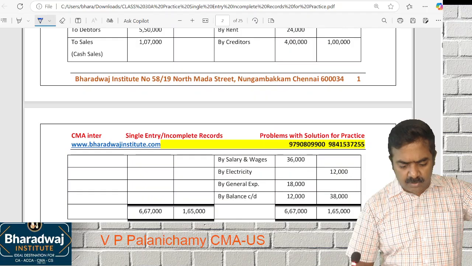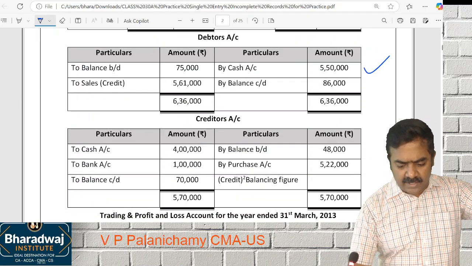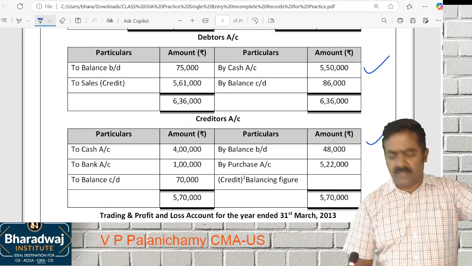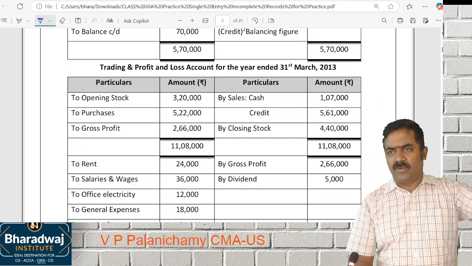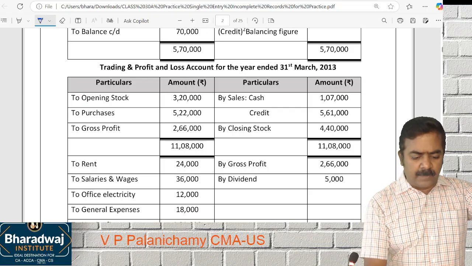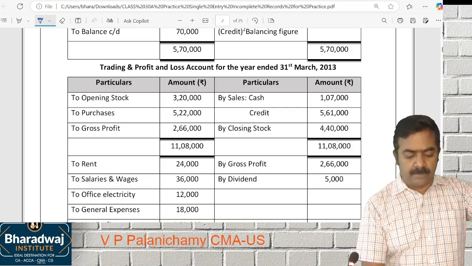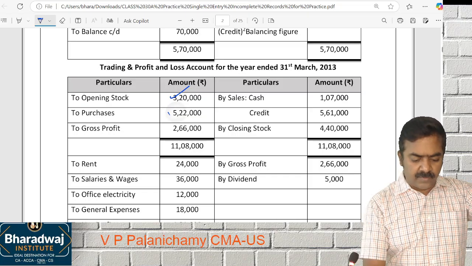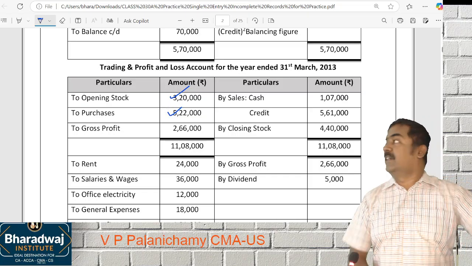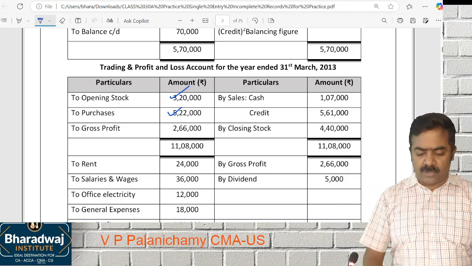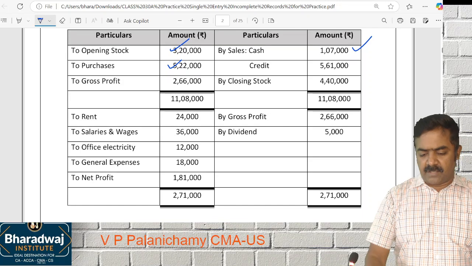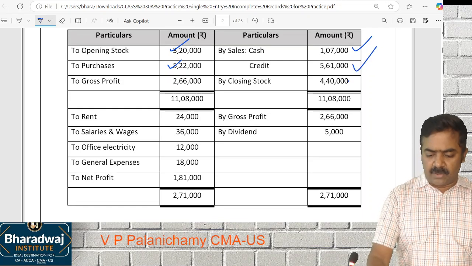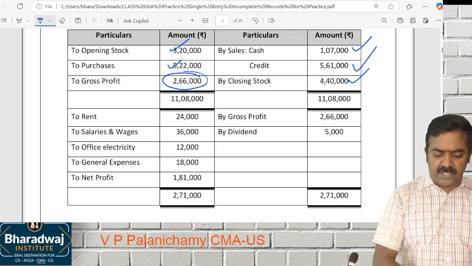Cash and bank account working we have done. Debtors account and creditors account working we have done. Then trading P&L account we need not do. We can just see the answer. Just to save the time I have given. Opening stock, what is opening stock? 3,20,000. Purchases we worked out. What is the purchases? 5,22,000 we worked out. Creditors account 5,22,000. Cash sales, we got it as a balancing figure in cash column. Credit sales, debtors account, closing stock is given. As a balancing figure, we get which one?